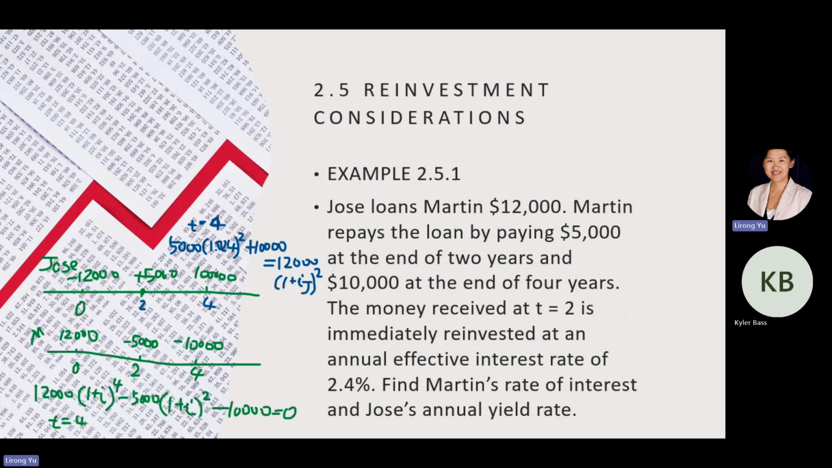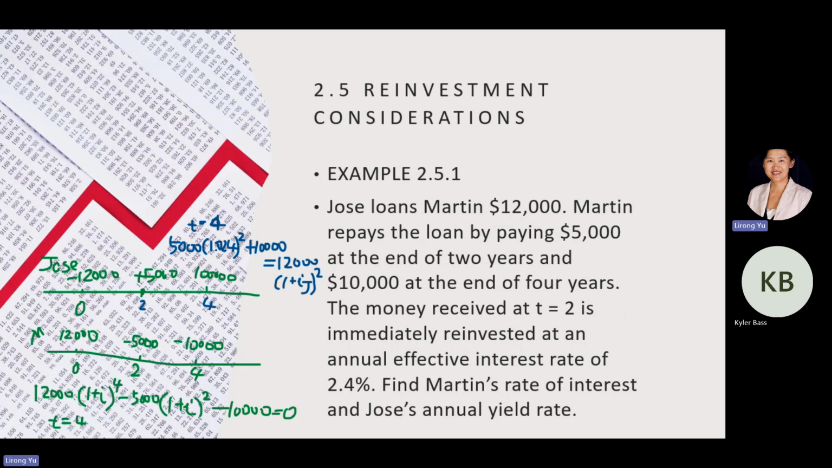So this example says we have 2 persons, one person loans money to another person. Jose loans Martin 12,000. Martin repays the loan by paying 5,000 at the end of 2 years and 10,000 at the end of 4 years. You can see the original loan was for 12,000. The repayment is actually 5,000 plus 10,000, which is 15,000. So slightly higher than the original loan, which makes sense because we have to pay the interest.